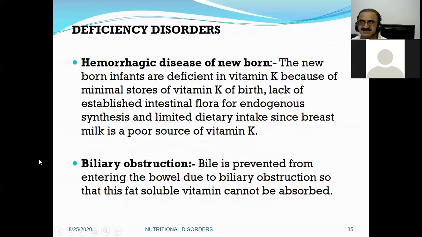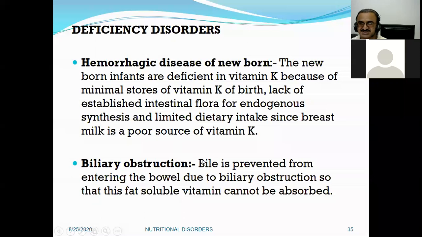Yes, deficiency disorders of vitamin K. There may be hemorrhagic disease of the newborn. Newborn infants are deficient in vitamin K because of the minimal store of vitamin K at birth. Newborns mostly may have a low level of vitamin K, due to lack of stabilized intestinal flora for endogenous synthesis and limited dietary intake, since breast milk is a poor source of vitamin K. This is the main reason why newborns suffer from vitamin K deficiency.